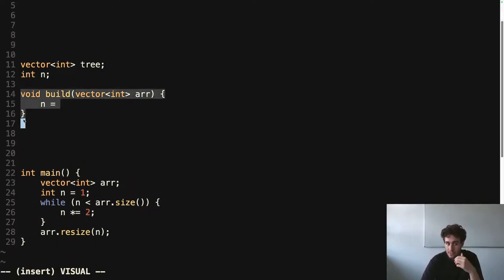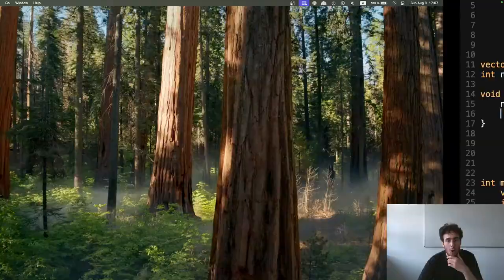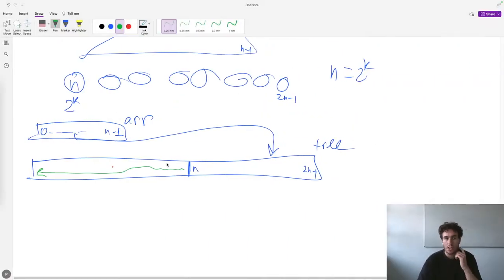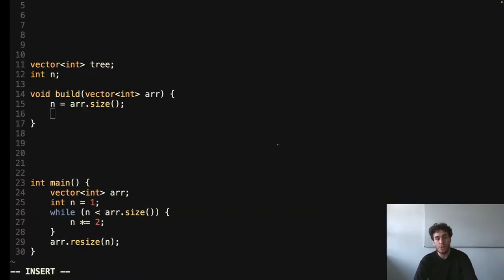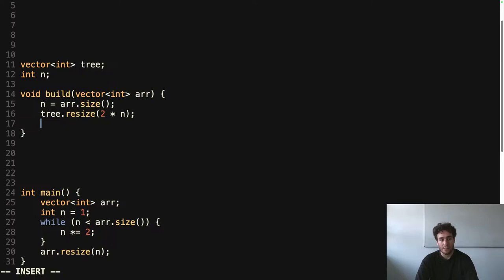So we have our build function that just takes an array and builds a tree from it. So n is the size of my array. And then how many elements do I need to use? So how many elements do I need? My last index is 2n minus 1. So I need 2n elements. So let's resize my tree with 2n.